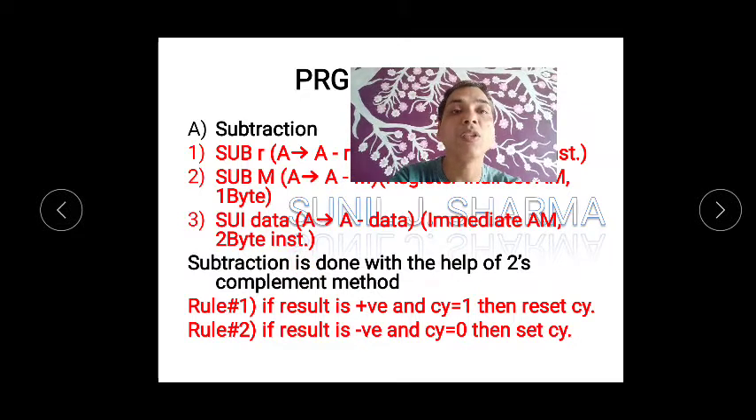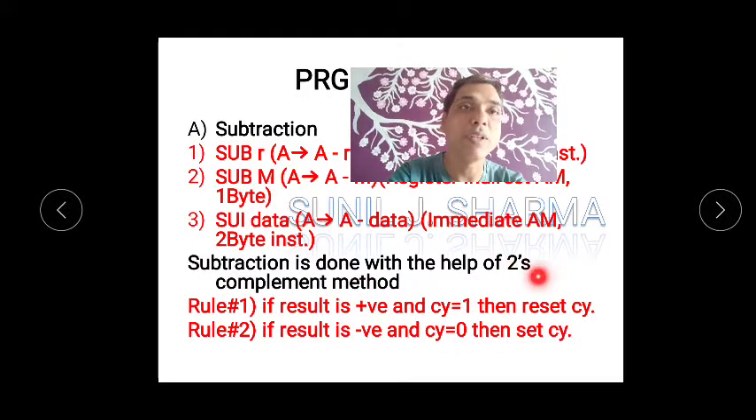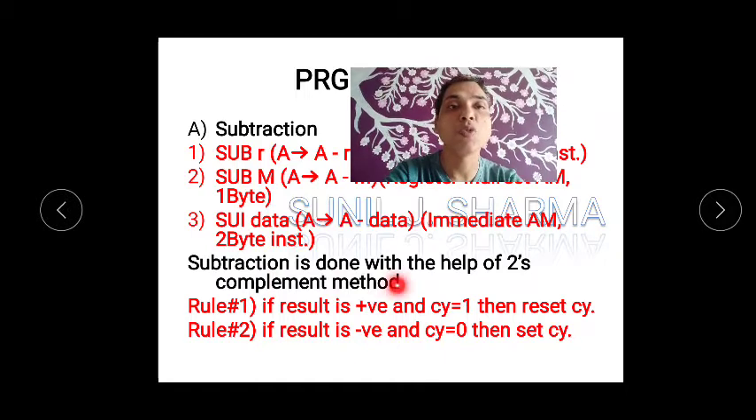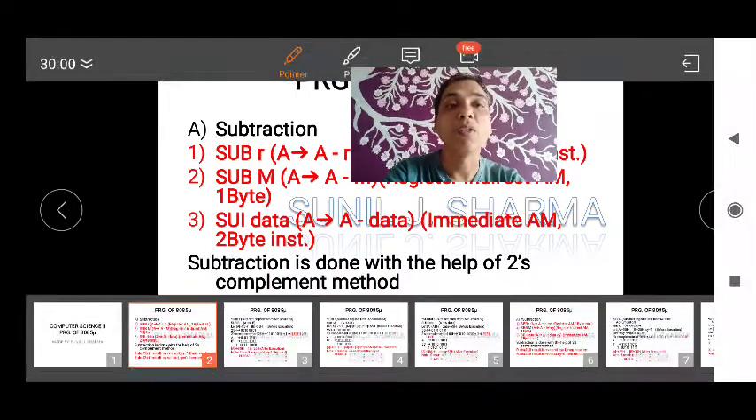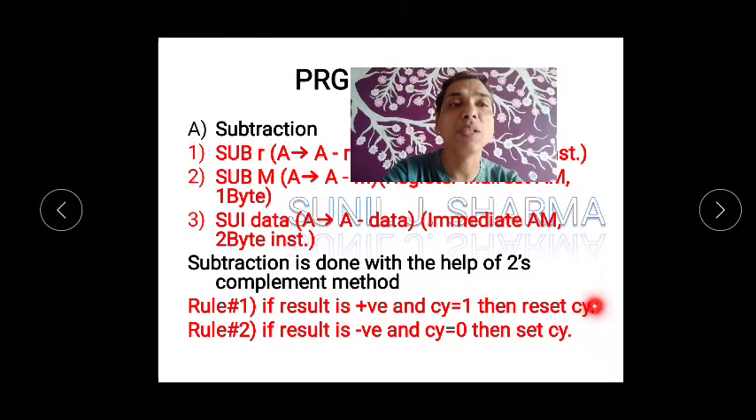Subtraction is not done directly. Subtraction is done with the help of the 2's complement method. This is very important. In 11th we have seen what the 2's complement method is. Now there are two rules also. If the result is positive and carry is 1, then you have to reset the carry.